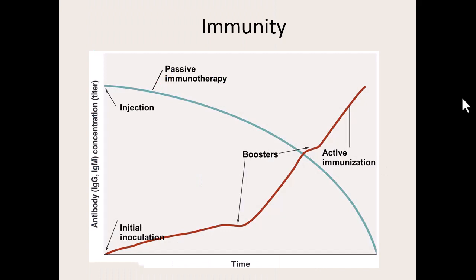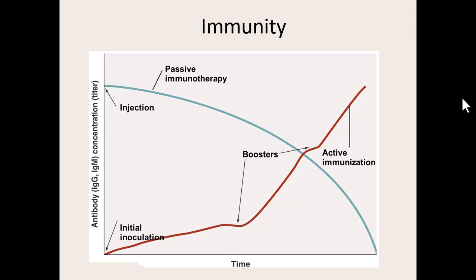Now, differences between active immunity and passive immunity. Active immunization, you get a shot and your body's like, oh yeah, okay, I see that. Let me mount an immune response a bit. Let me make antibodies. The line indicates how many antibodies we have. And it makes some antibodies, but not a lot.